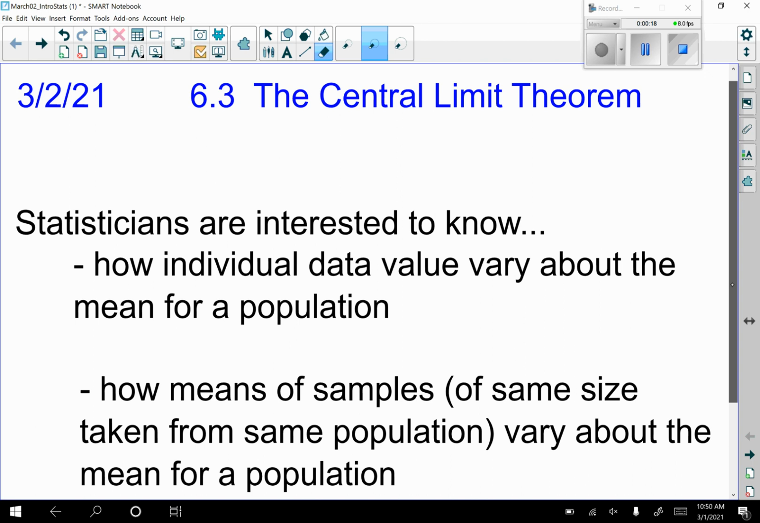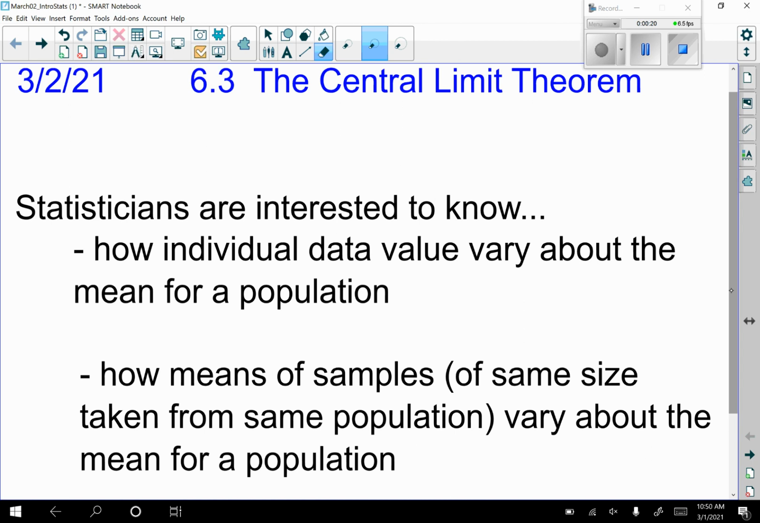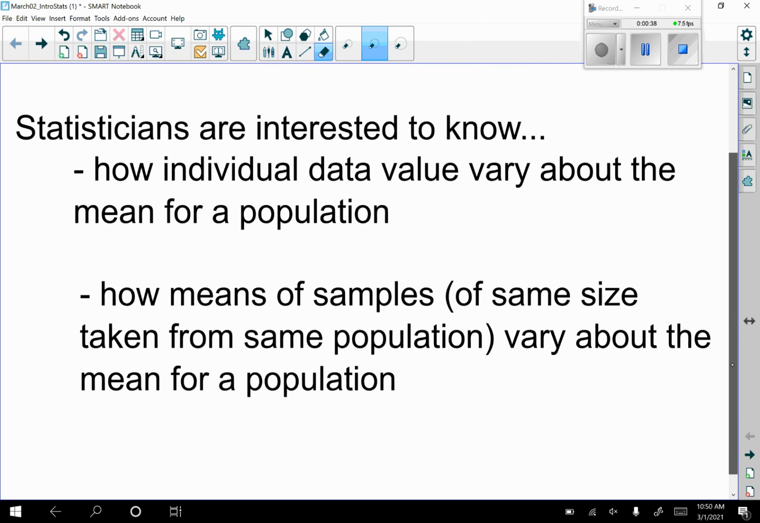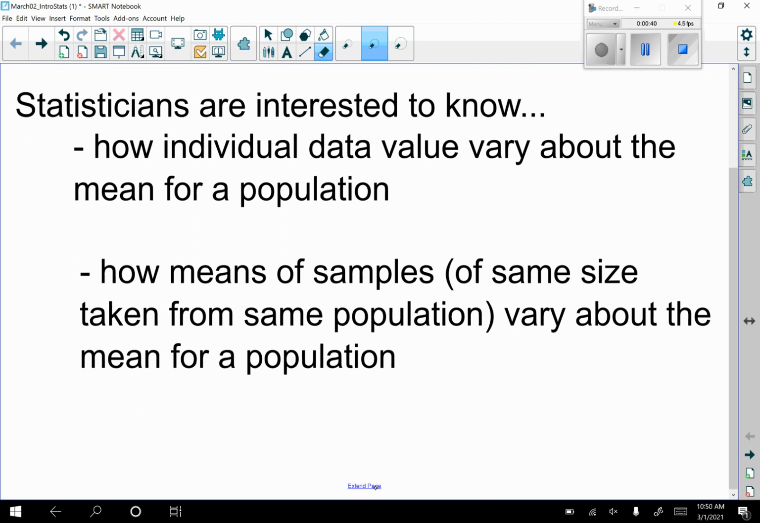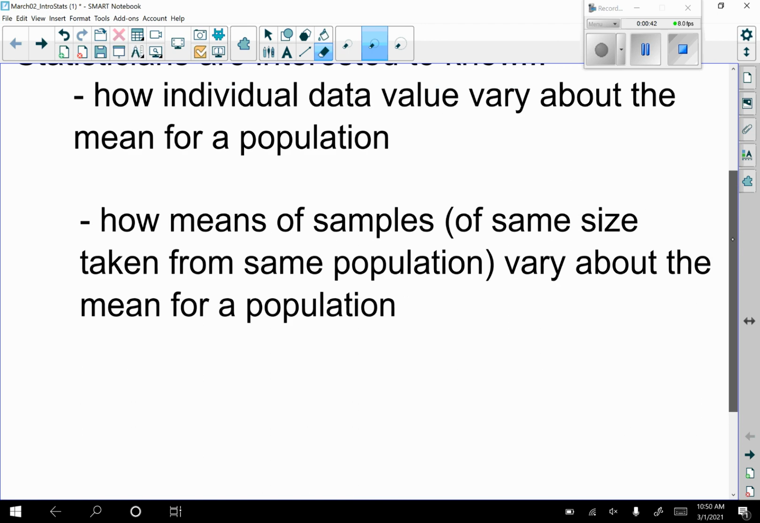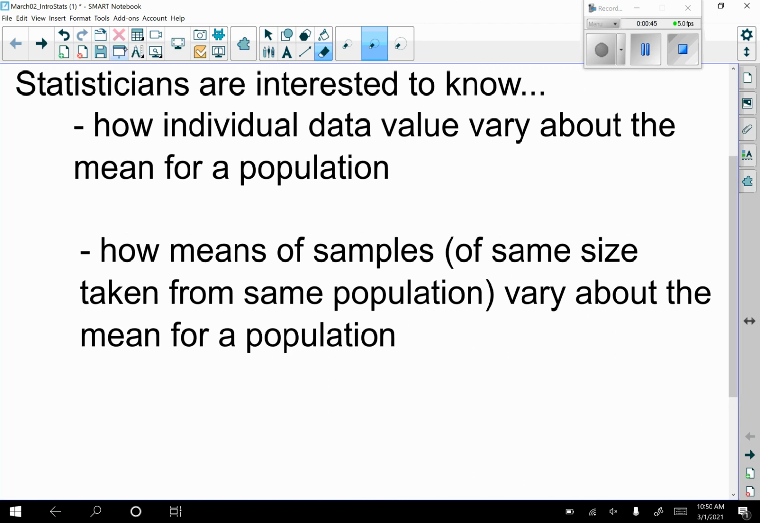What we're going to do in this section is see how the means of samples, so looking at sample means, and these samples come from the same population and they have to be the same size. And we want to know how the means of the samples vary about the mean for a population. I'm just going to draw a little diagram here, but pause the video if you still need to copy any of this down.